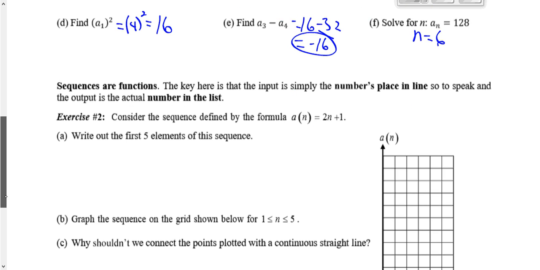All right. So now we're going to talk about it being functions, like I mentioned before, right? And so now in exercise 2, you see we have something that looks a little more like the function notation, right? But n is just the term's place in line. Okay?